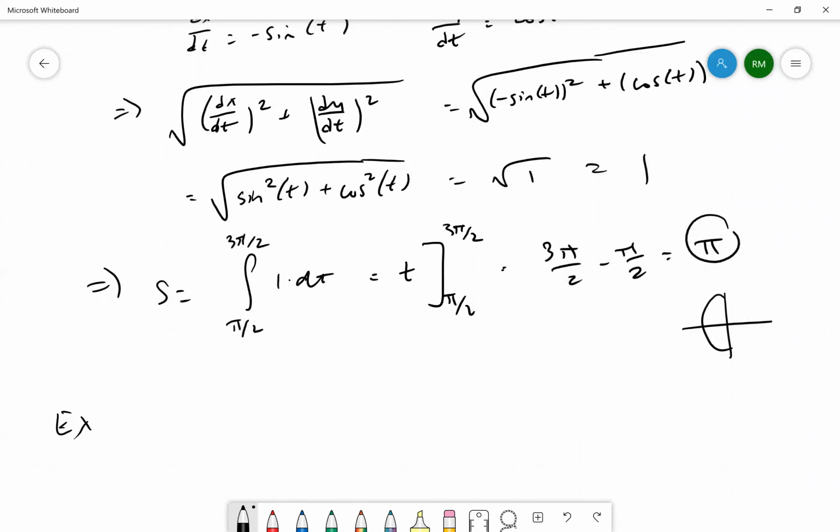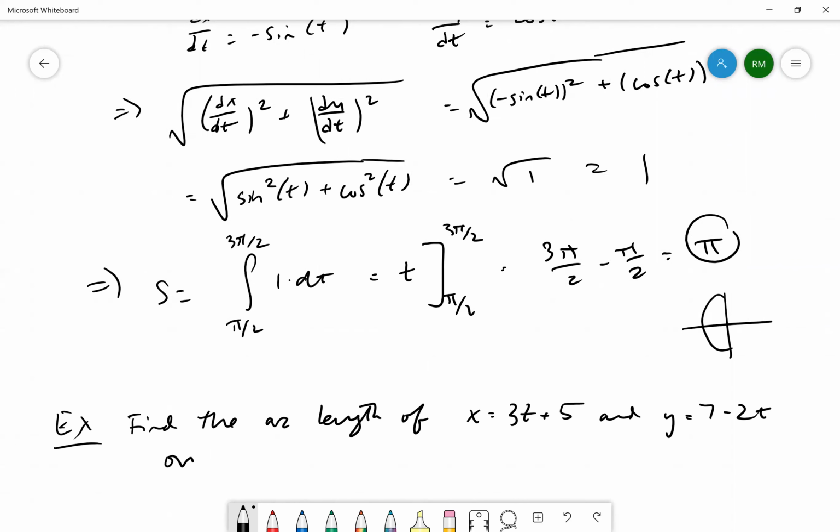So I wanted you guys to do an example where you find the arc length of this equation on the interval -1 to 3.